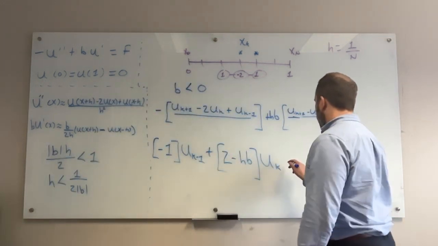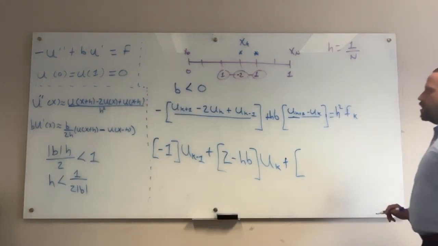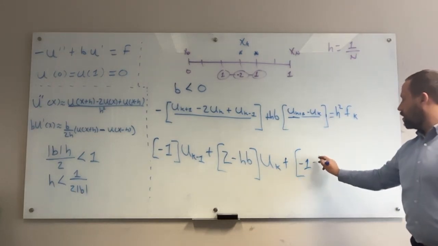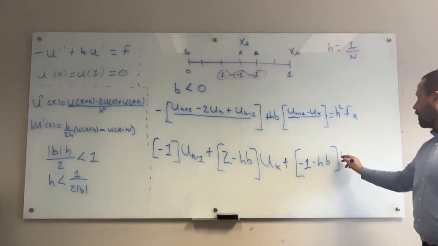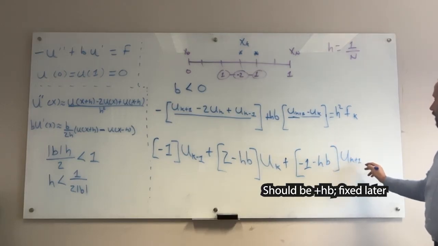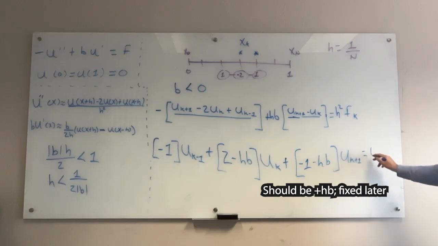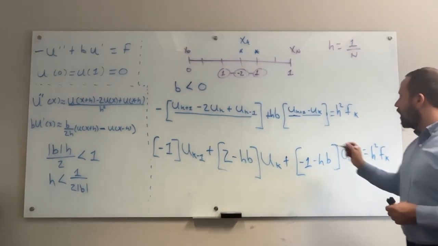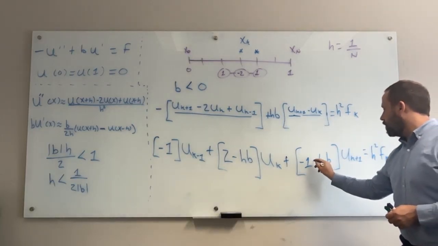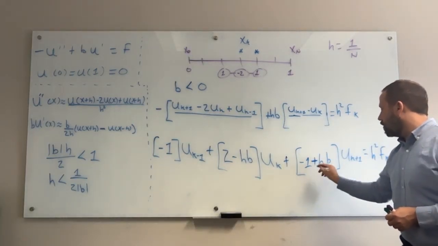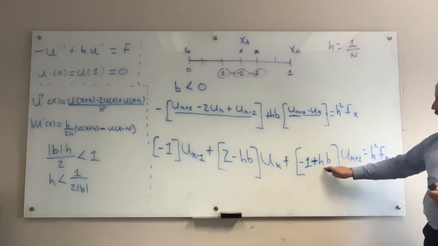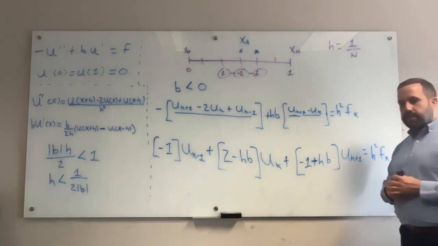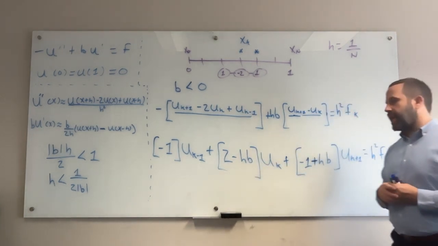And then what about on uk plus 1? I'm going to have a minus 1 here, and then a minus h times b here, times uk plus 1, is equal to h squared times fk. Okay, and so now keeping in mind that hb is negative, minus 1 plus a negative number is always going to be negative, and similar reasoning as before shows that we also have the diagonal dominance.